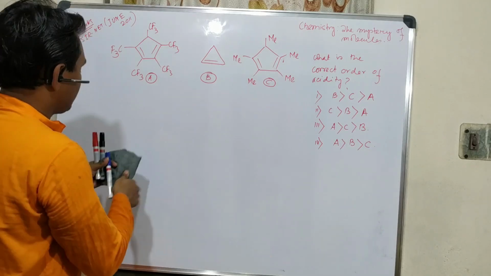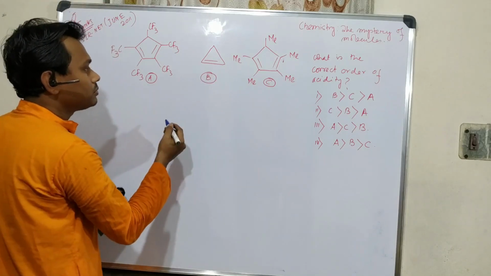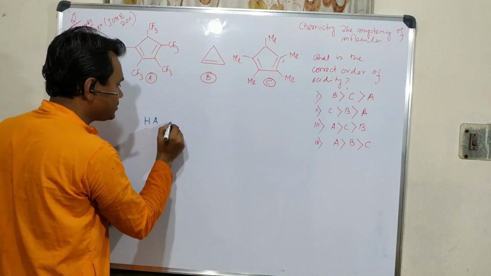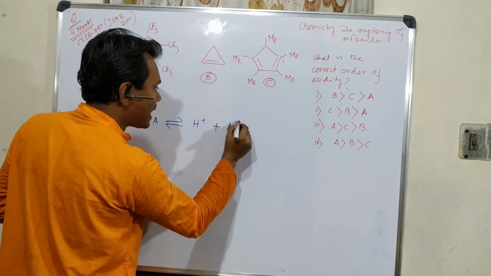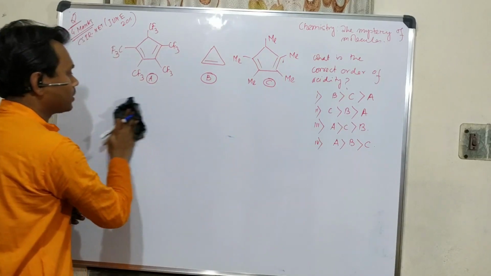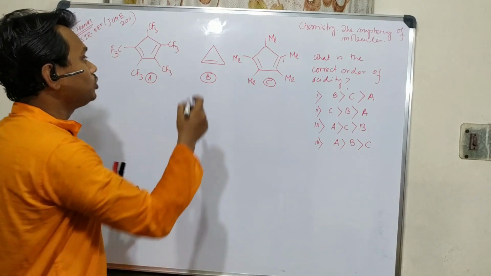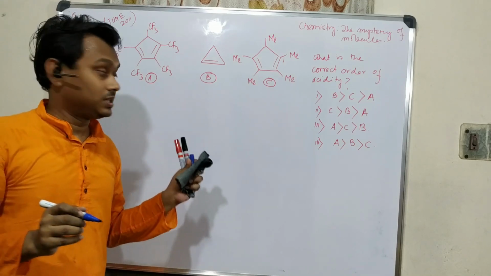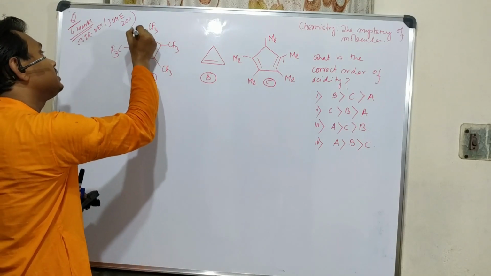Since the question asks what is the correct order of acidity, acidity means we have to check the stability of the conjugate base. For example, if we consider HA, then we have H plus and A minus. So acidity means we have to consider the stability of this conjugate base. So let's consider the conjugate base, meaning what will be the conjugate base? And another thing, first you have to check from where the proton will go. Since acidity means the proton will go, and we'll discuss the stability of the conjugate base. So you have to think about this.